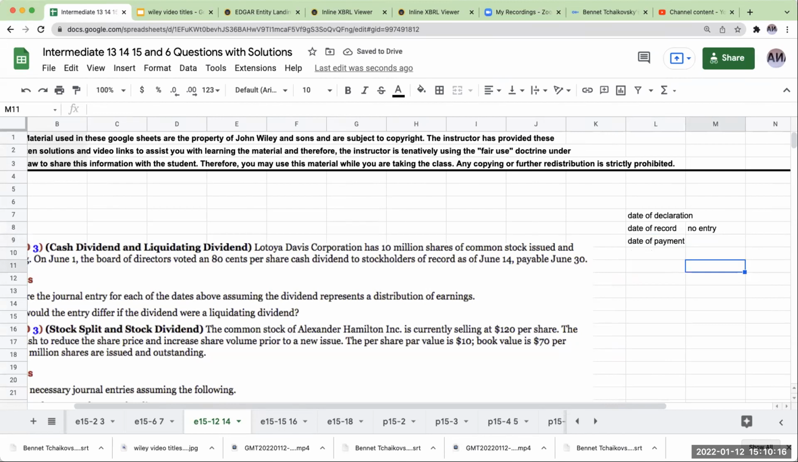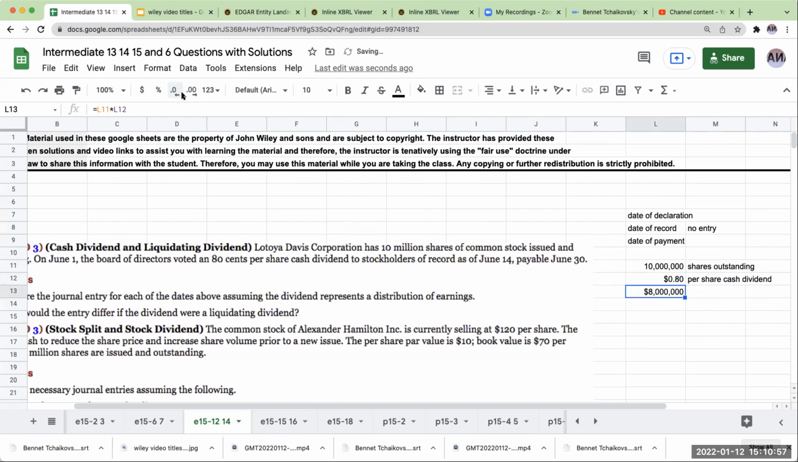So right over here, what we're going to want to look at is the shares outstanding. We've got 10 million shares outstanding. My dividend per share amount, and again, we're going to do this based on shares outstanding, not shares issued, is 80 cents per share cash dividend. So this is going to give us a total of $8 million.